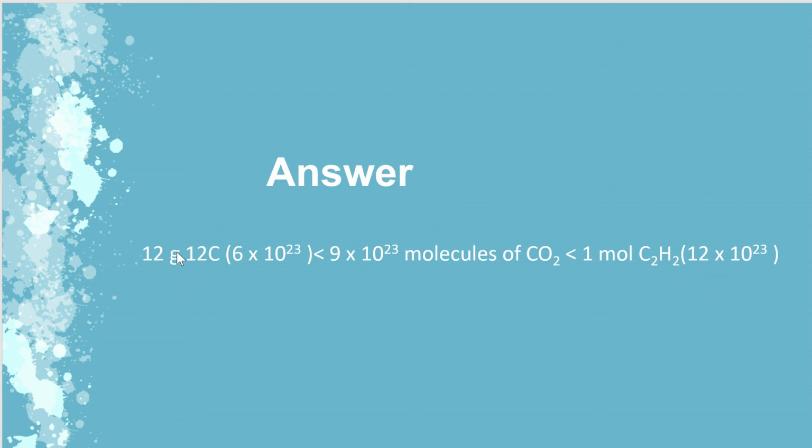So the smallest here would be 12 grams of carbon 12, and that's 6 times 10 to the 23, and then that's followed by 9 times 10 to the 23, and that's followed by 12 times 10 to the 23.